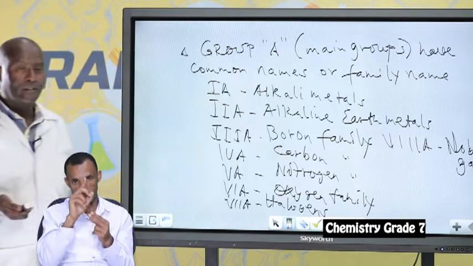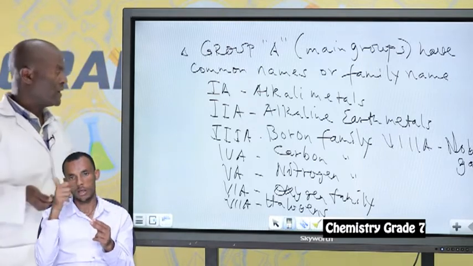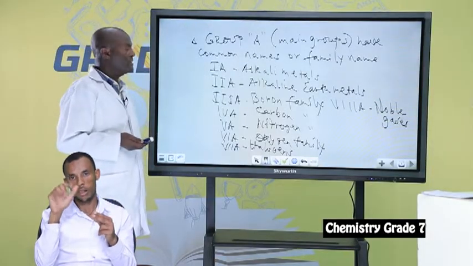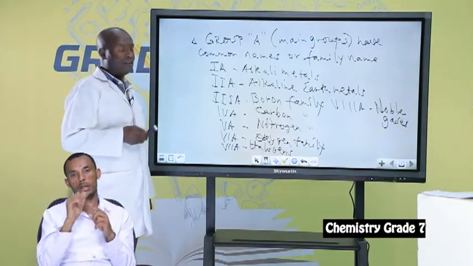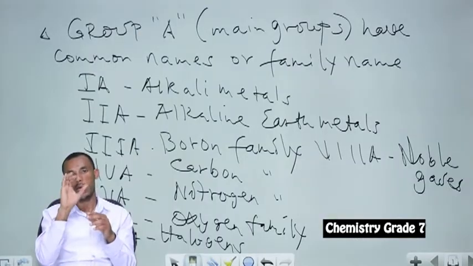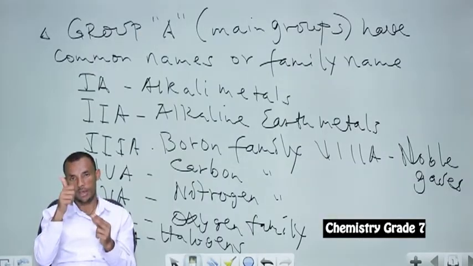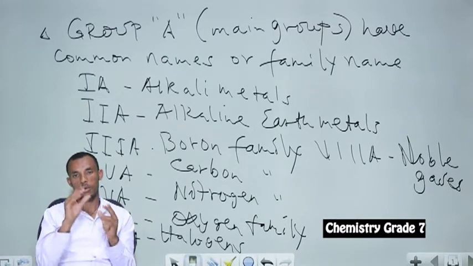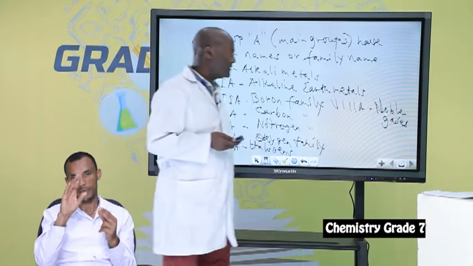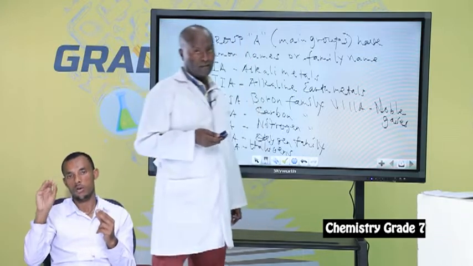So group 1 elements, alkali metals. Group 2 elements, alkaline earth metals. Group 3A, boron family. Group 4A, carbon family. Group 5A, nitrogen family. Group 6A, oxygen family. Group 7A, halogens. And group 8, noble gases.